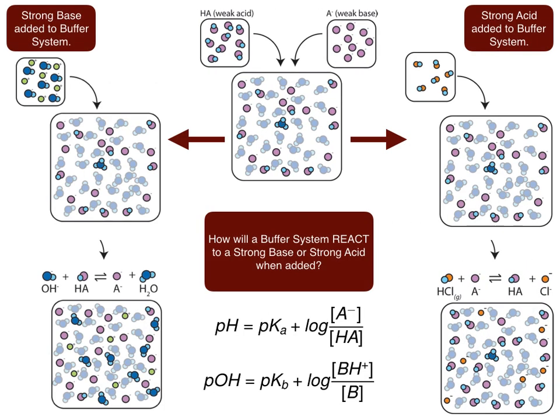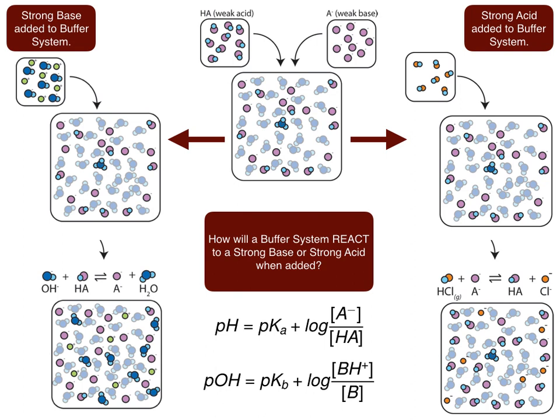The point of a buffer system, as you probably already have encountered, is to resist any changes in pH. This works according to the following. If a strong acid were to be added to a buffer system, it would react with the weak base of the buffer system to produce more of the conjugate weak acid. This weak acid would be much weaker than the original strong acid that was initially added, and the pH would change only slightly.